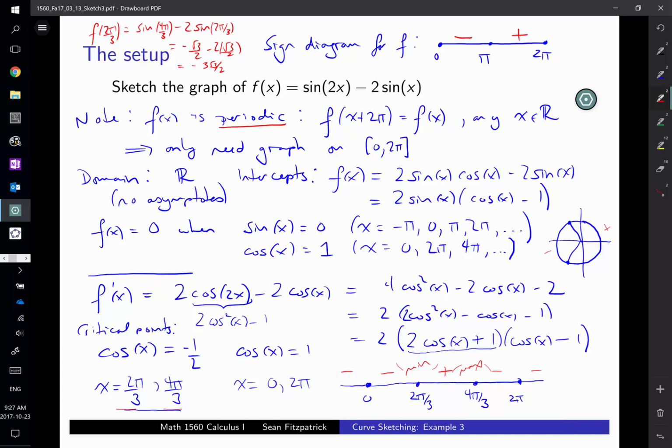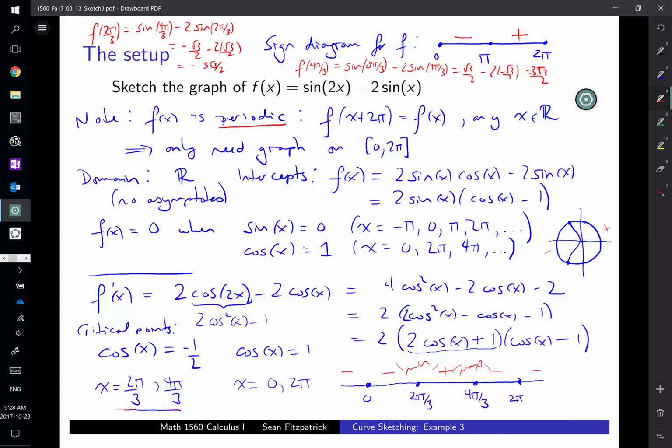And similarly, if we were to do f of 4 pi over 3, we would get sine of 8 pi over 3 minus 2 sine 4 pi over 3. So where's 8 pi over 3? Well, 6 pi over 3 is 2 pi, so 8 pi over 3 is 2 pi over 3, 4 pi over 3, 6 pi, so we go 2, 4, 6, 8. So we're back in quadrant 2 where sine is positive, related angle is pi over 3, and so we get root 3 over 2 minus 2 times minus root 3 over 2. So then we get plus 3 root 3 over 2.